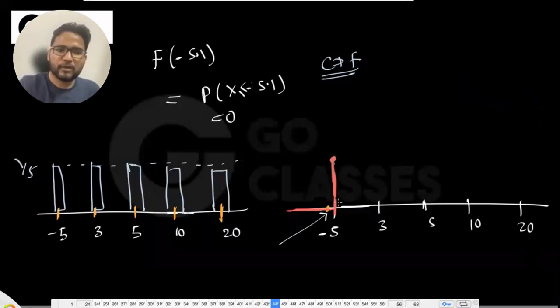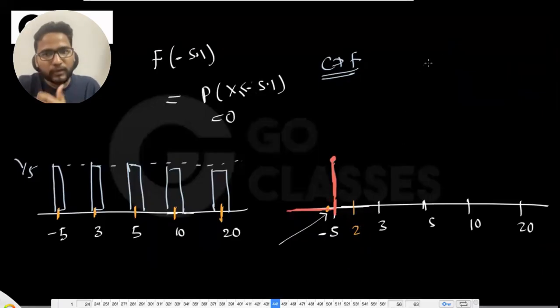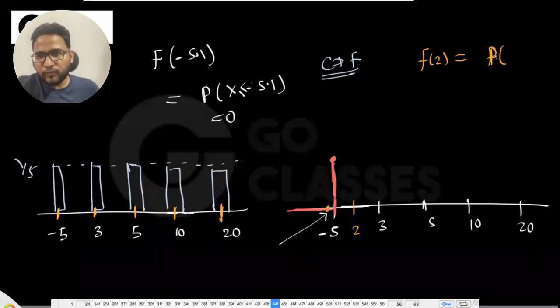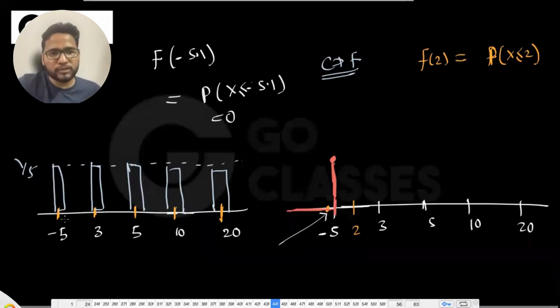Okay. Now, if I ask you at a point in between, maybe I ask you 2, then what do you think? What is F of 2? F of 2 is P of x less than or equal to 2, which means that there is only one possibility. That's why it will be just 1/5, right? This will be 1/5, and it will stay 1/5 till this 3. Now at 3, it will make some jump. Okay.